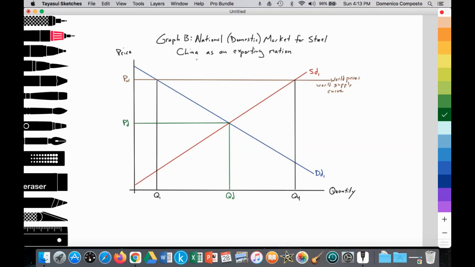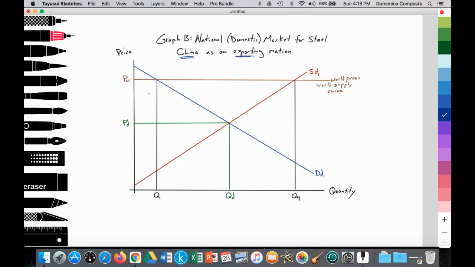Okay, so this is our starting point. And here we have the price of steel. We're looking at the market for steel. This is graph B to tie it into graph A, the first video on tariffs. We're looking at this domestic steel market in China, right? Just keep focused that we're looking at China, and China is the exporting nation.